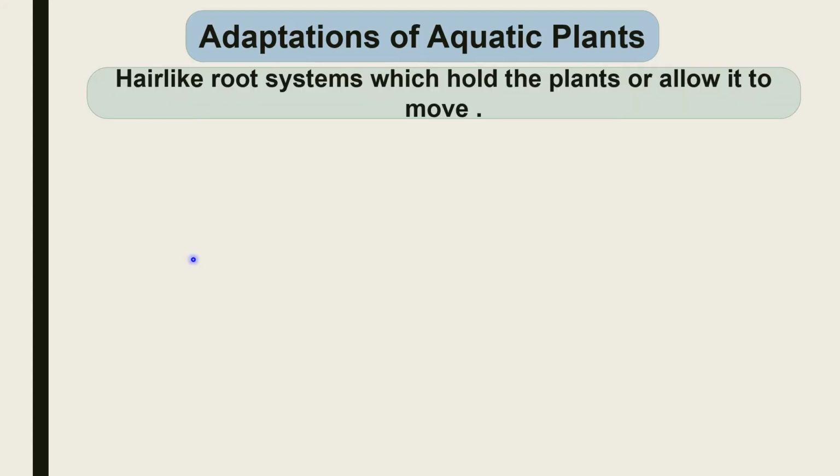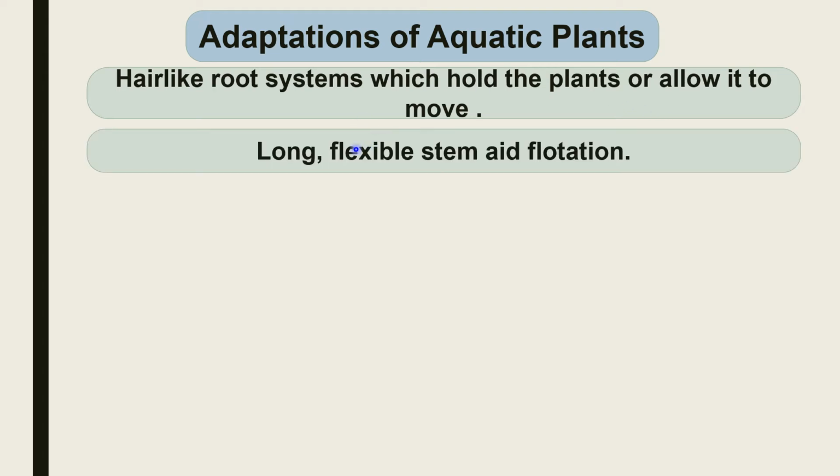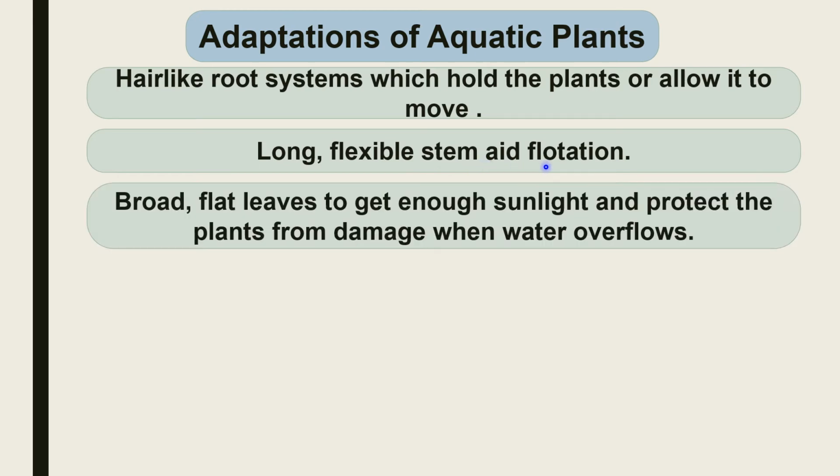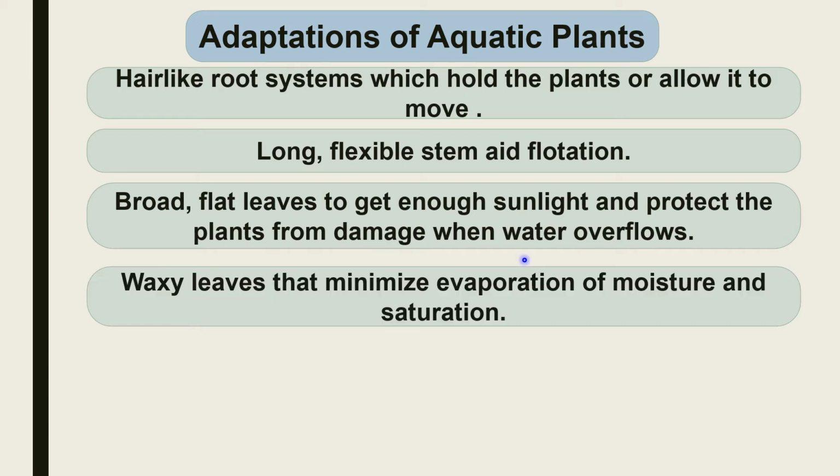So these are the adaptations of aquatic plants. First is their hair-like root system which holds the plants or allows them to move. Next, they have long, flexible stems that aid in flotation, as you may see in water lily. Broad, flat leaves to get enough sunlight and protect the plants from damage when the water overflows.